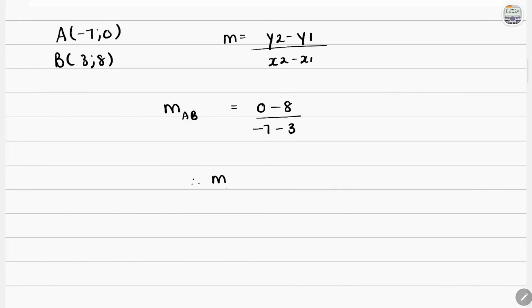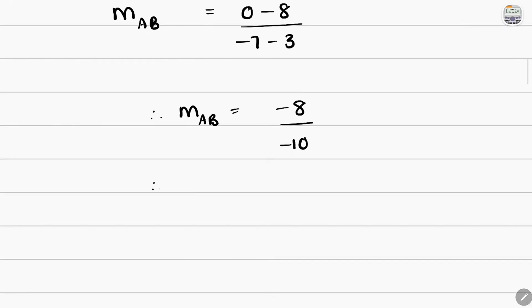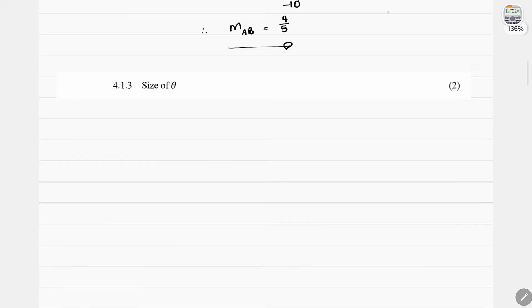So simplify this. We can see that this stays -8 in the numerator, and we have -10 in the denominator. So our final answer for the gradient of AB is simply equal to positive, and we can see that there's a common factor of 2 here. So this is positive 4 over 5, and that is our gradient. Moving on to the next question.